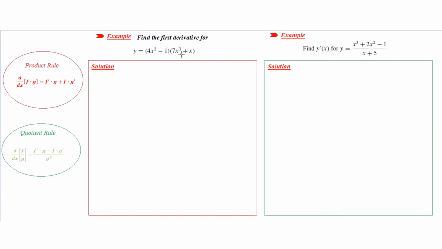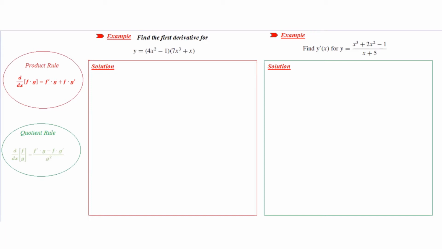In this video we will talk about the product rule and the quotient rule, and we have two examples. The first one is using the product rule, and the second one you have to use the quotient rule. In the first example we have two functions multiplied with each other, so you can expand this function, then derive in the classical way, or you can use the product rule since we have two functions multiplied with each other.